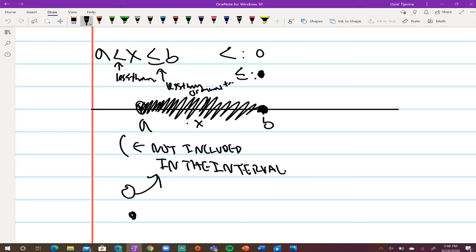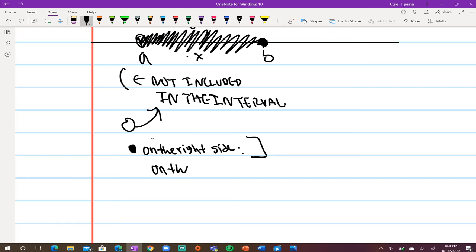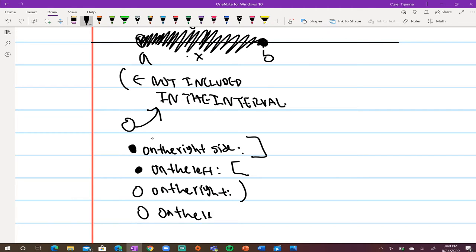When it's a dot on the right side, it's going to be this. On the left, it's going to be this. When it's a circle on the right, it's going to be this. It's a circle on the left. It's going to be this, okay?